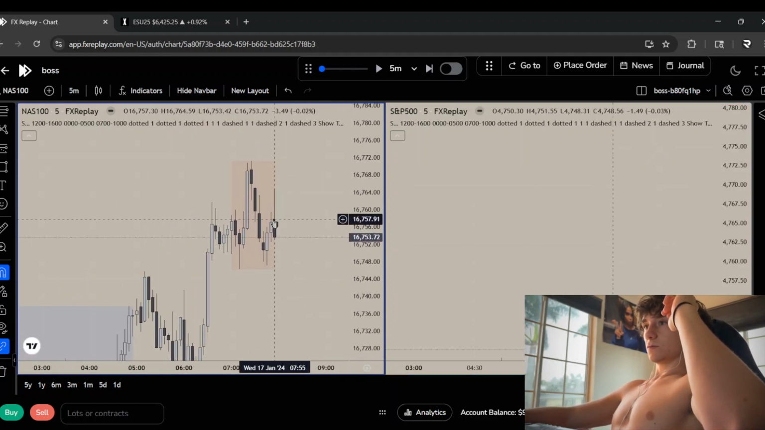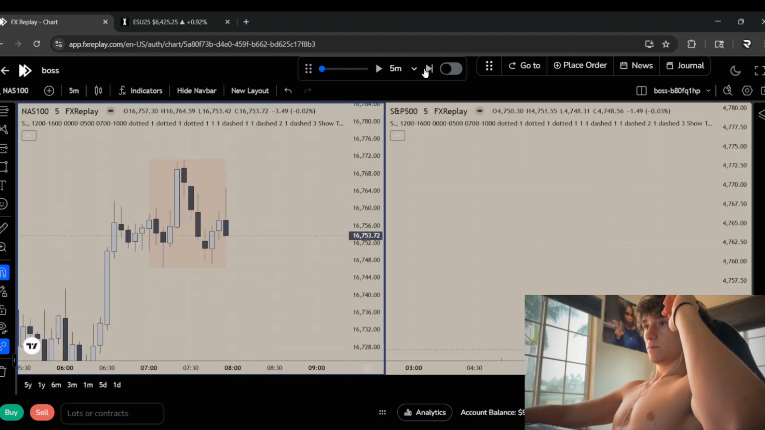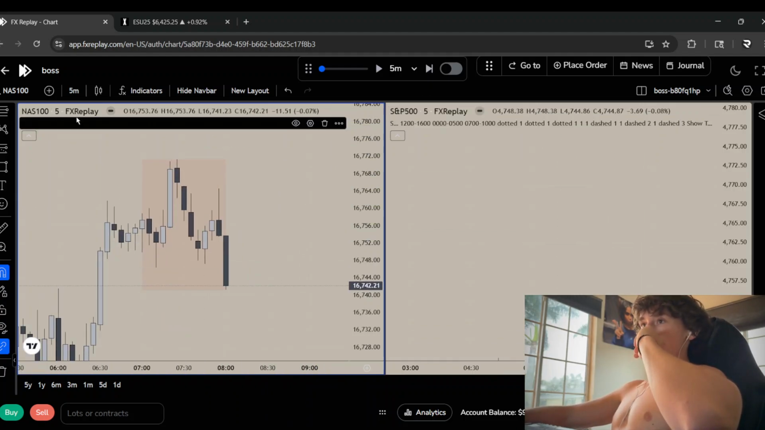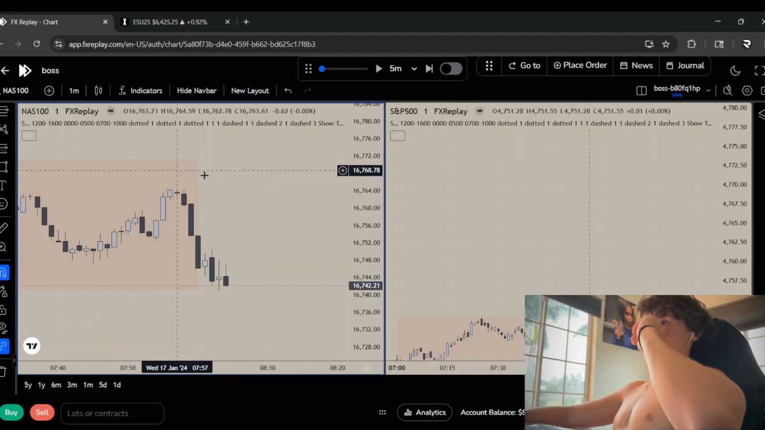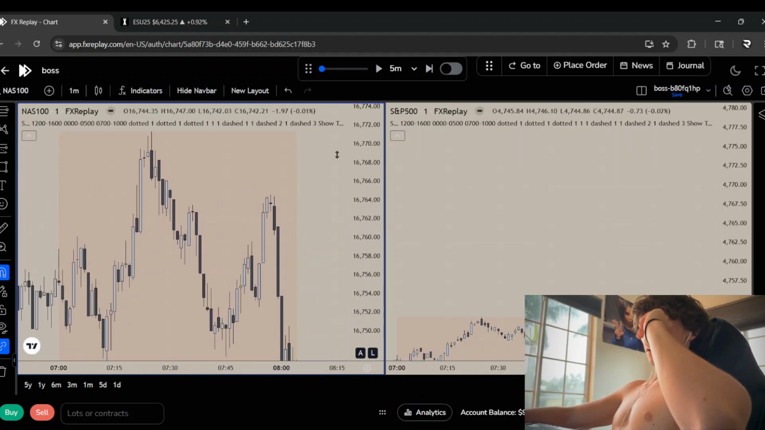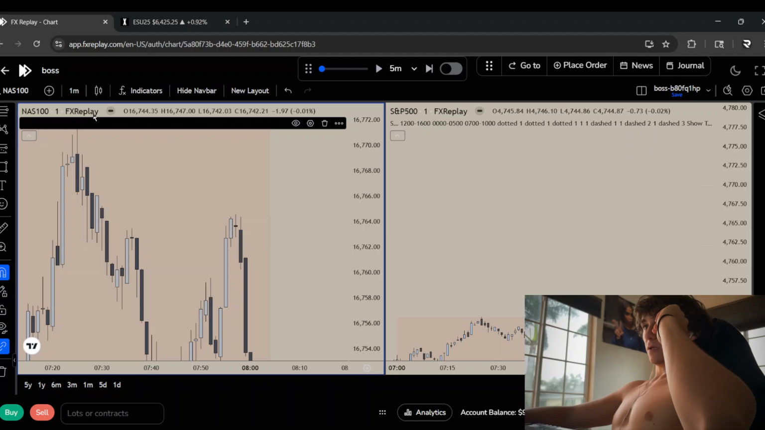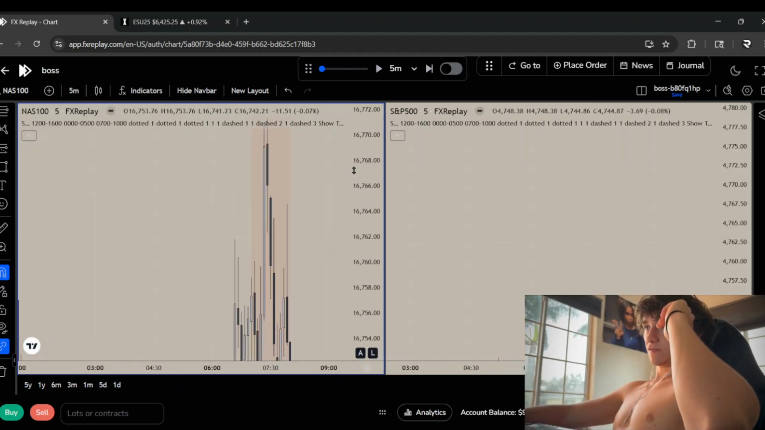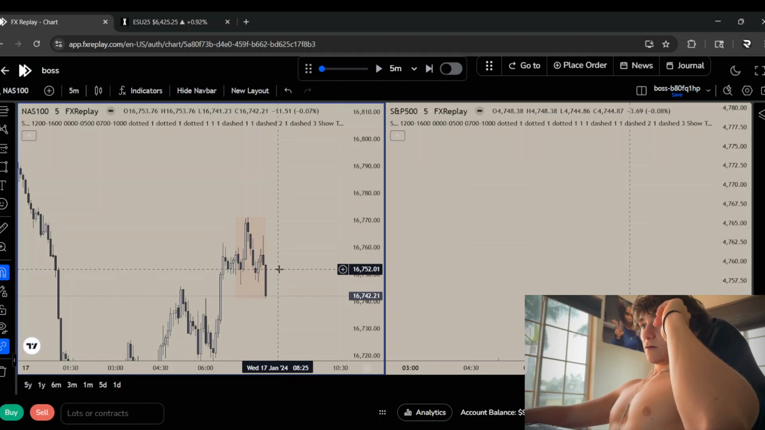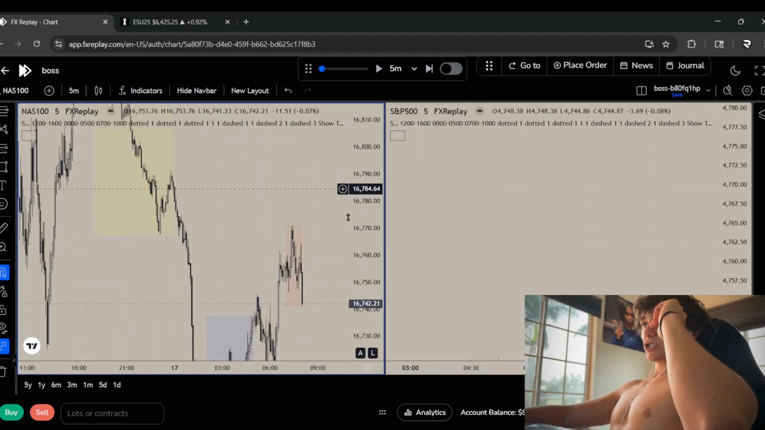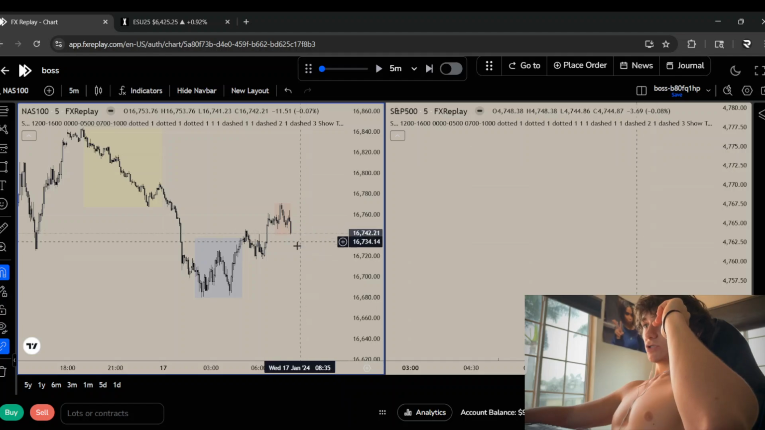Alright, so 8 a.m. Boom. What happened here? Did we come up and fill the final gap? No, we didn't. Okay. Anyways. So we're bearish. Very bearish.